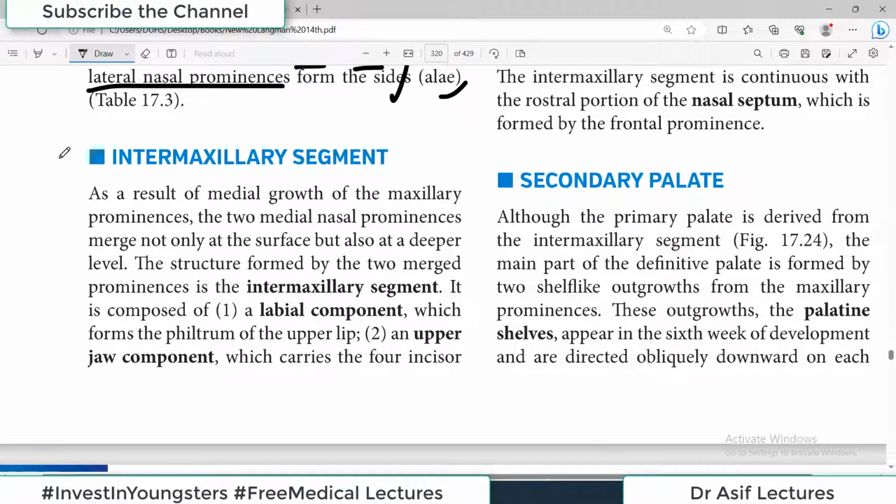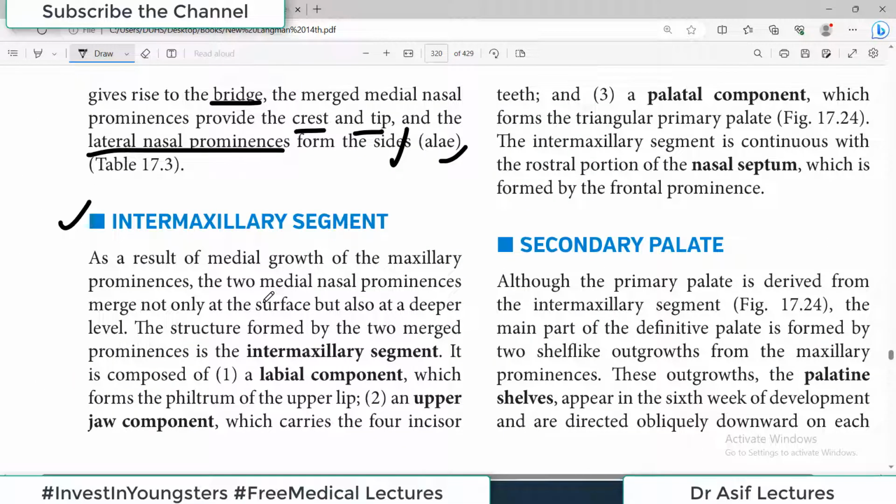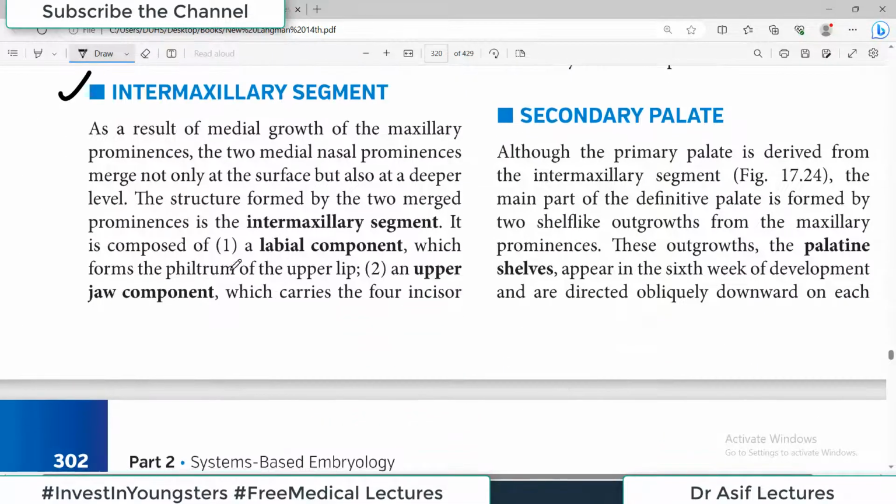And then we talk about the intermaxillary segment. As a result of the medial growth of the maxillary prominence, the two medial nasal prominences merge not only at the surface but also at the deeper level. So basically जो maxillary prominence है, इनकी medial growth होगी, and then the medial nasal prominences from both the sides, they come closer to each other. ये ऐसे नज़दीक आ जाएंगे and they will start fusing with each other, not only externally but also internally. और इस तरह जो internal structure बनेगा, दो prominences जब आपस में मिल जाएंगी, they will make the intermaxillary segment.